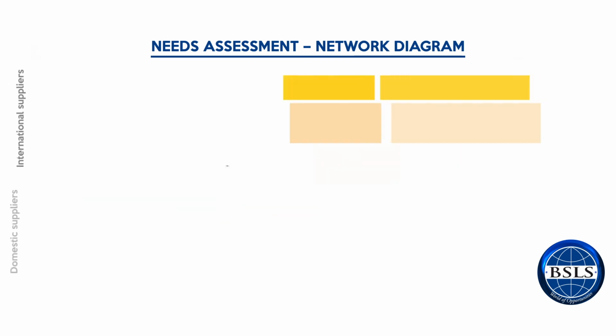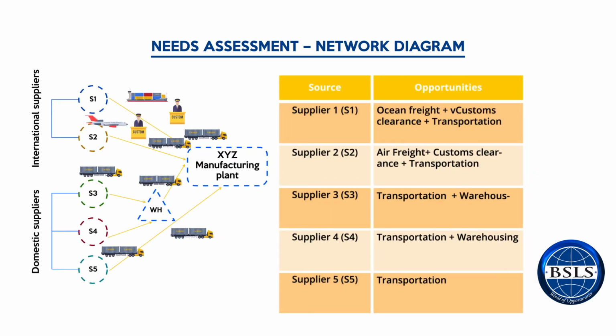Now let us look at the different opportunities that a salesperson can tap using the network diagram. From supplier 1, you have three key opportunities which are ocean freight, customs clearance and transportation. From supplier 2, we have three opportunities, namely air freight, customs clearance and transportation.